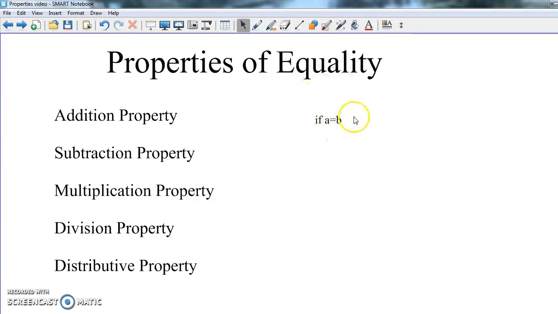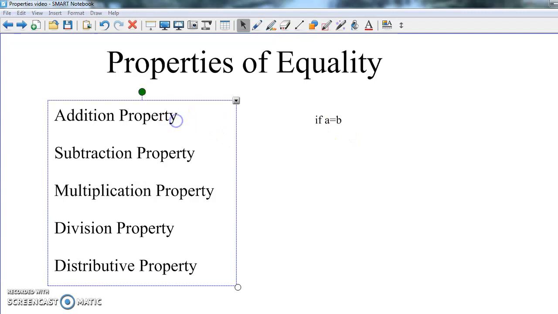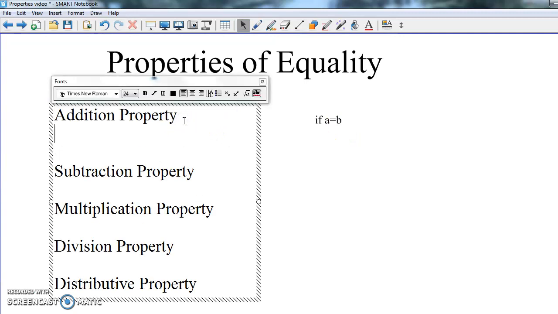So I will show you these properties, or at least the first four, using this information here. So if you know that A equals B, you can use the addition property to say, hey, if I add the same thing to both sides, the equation will still be equal. So A plus 2 equals B plus 2.